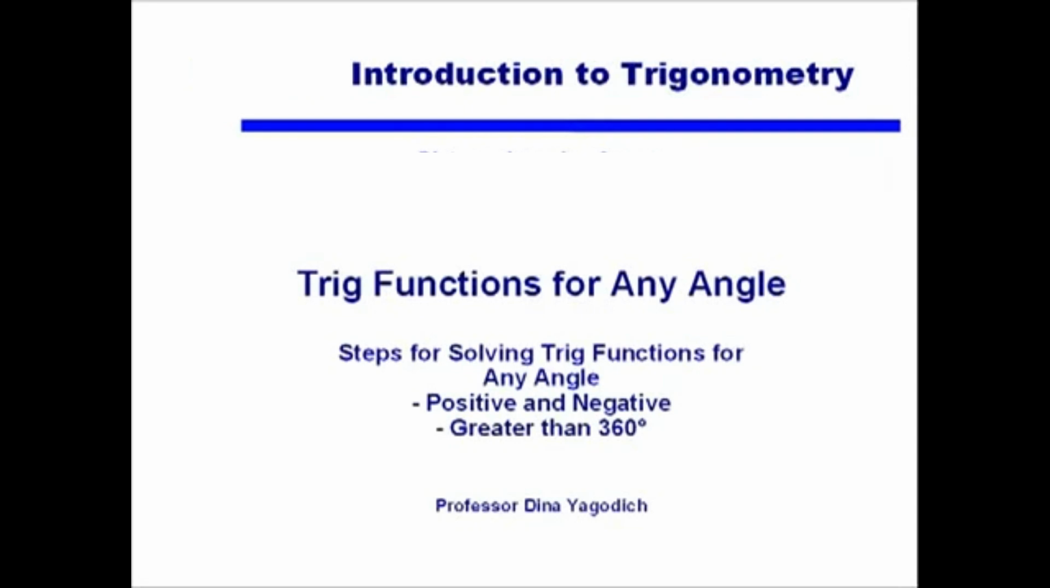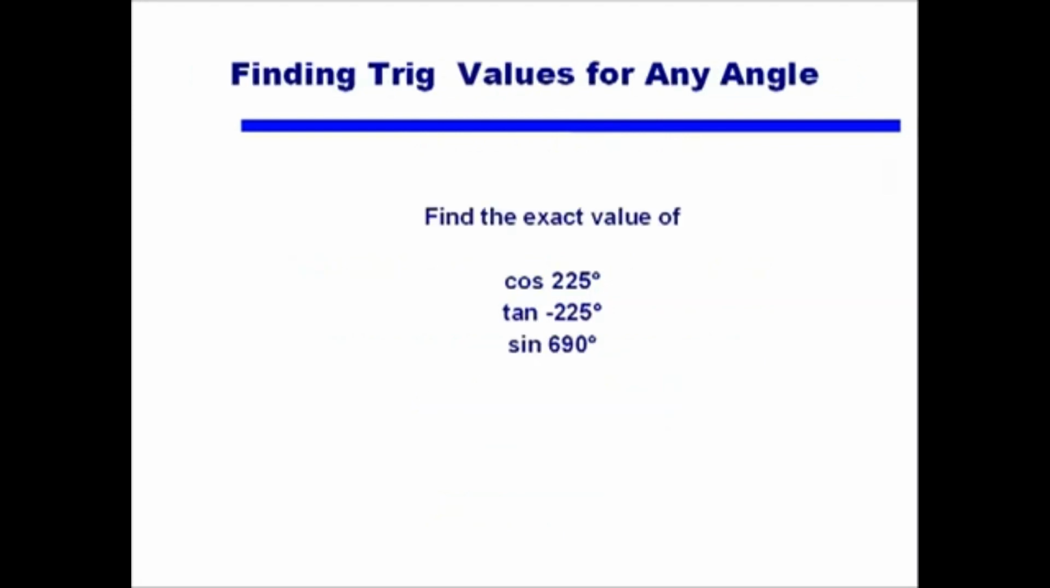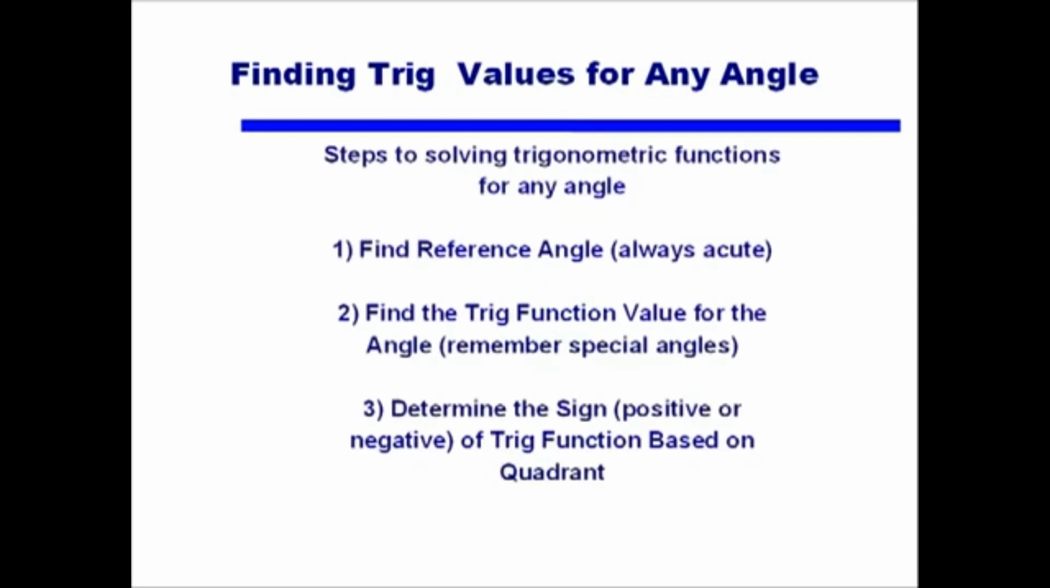In this video, we're finally going to be able to learn how to take our knowledge of acute angles and translate that to solving trig functions for any angle: positive angles, negative angles, and angles greater than 360 degrees. For example, you should be able to solve any questions like this: cosine of 225 degrees, tangent of negative 225 degrees, and sine of 690 degrees. And to do this, we're going to go through these steps.